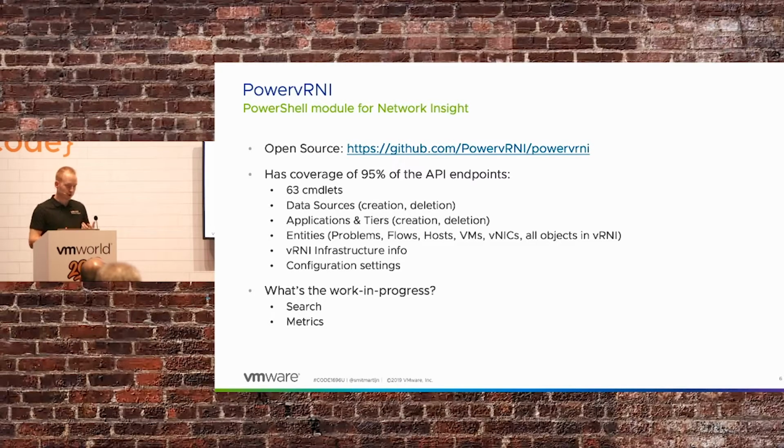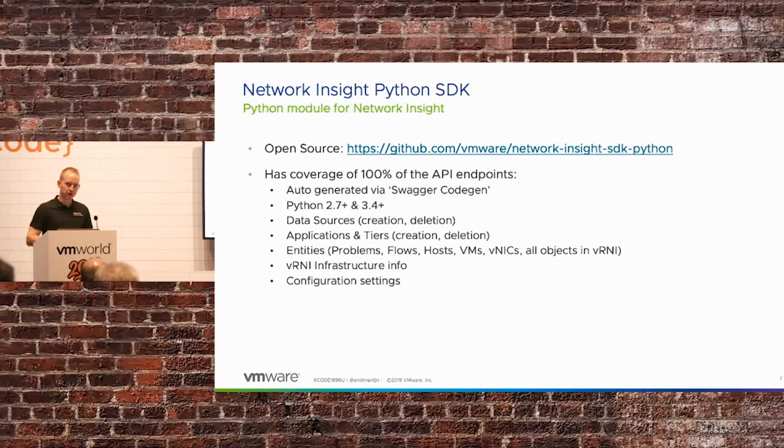It's on GitHub, it's open source, and it has around 90-95% of the API calls. The most important ones are there. You can just install that and then use PowerShell to grab data from Network Insight or push data sources or applications, etc. The second one is the Python SDK.